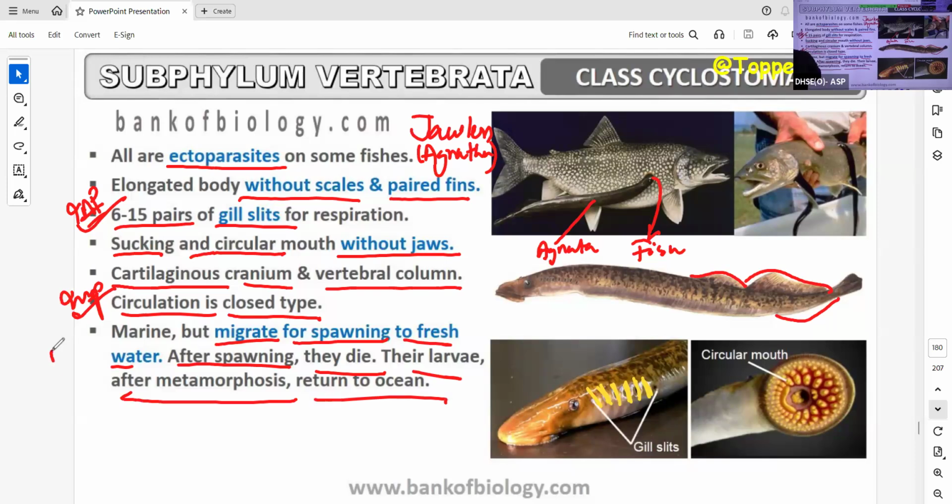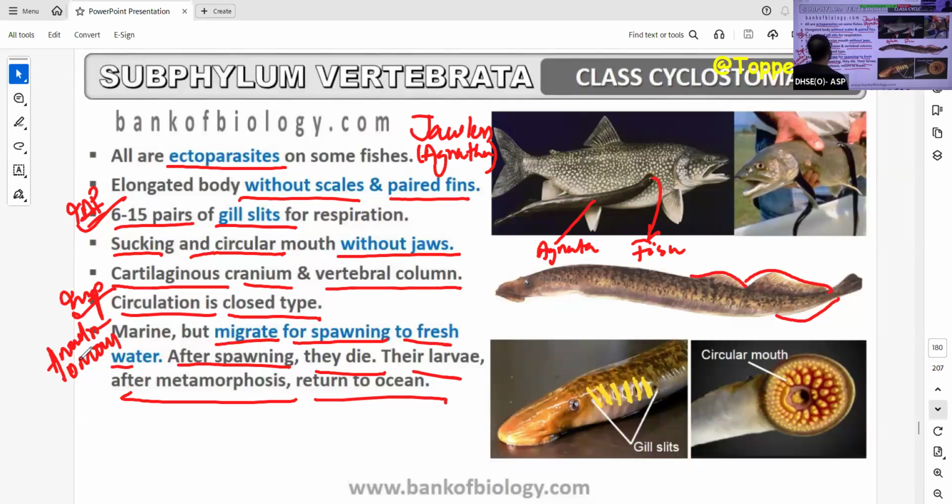इस प्रॉपर्टी को हम लोग एनाड्रोमस प्रॉपर्टी बोलते हैं. Anadromous. Anadromous property is the mechanism where they migrate from marine water to fresh water in order to lay their eggs. Marine water से fresh water को where they lay their eggs. Now these eggs hatch and undergo metamorphosis. ठीक है? Fine.